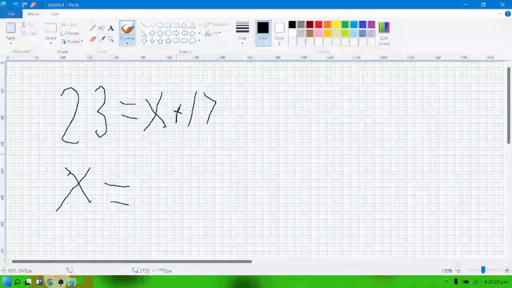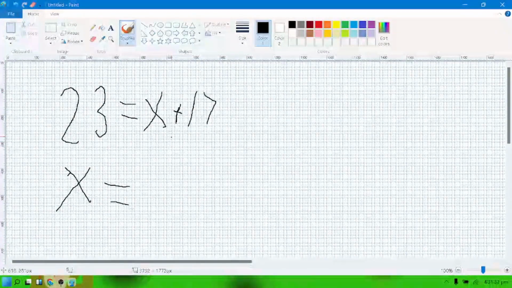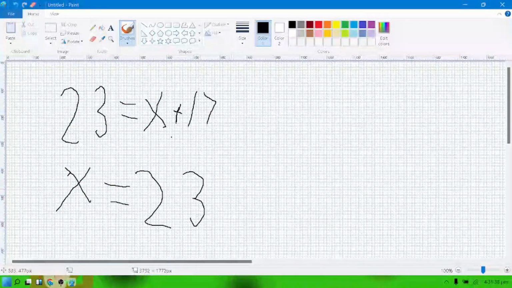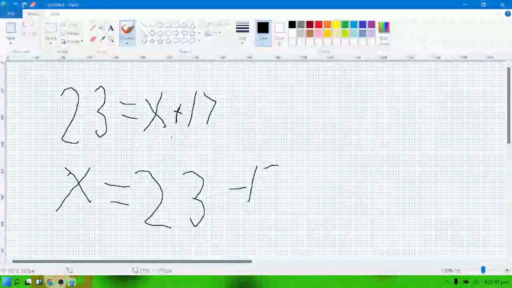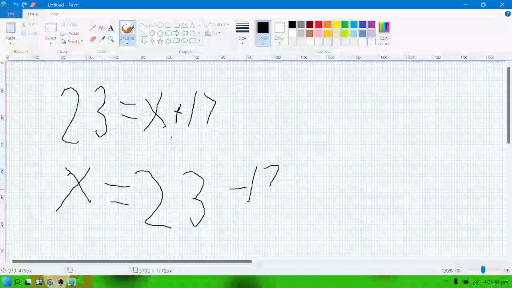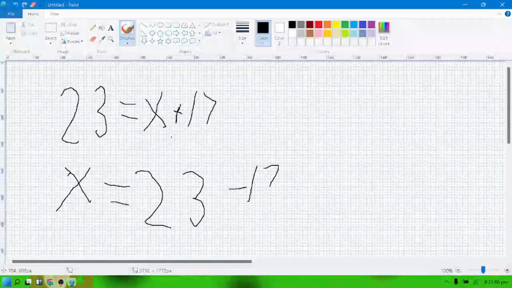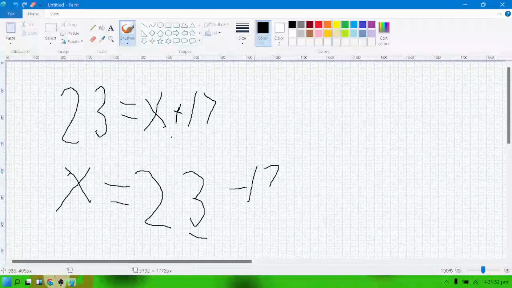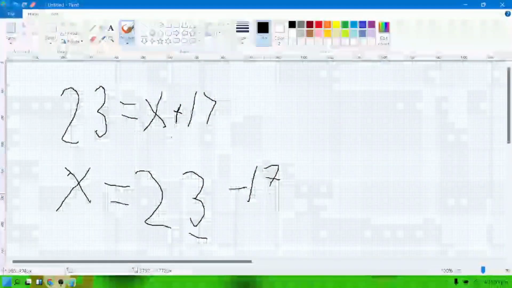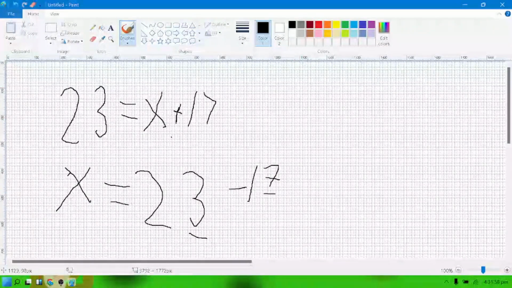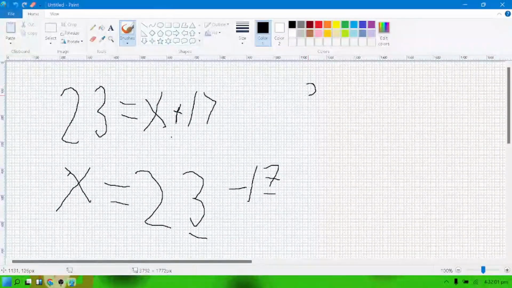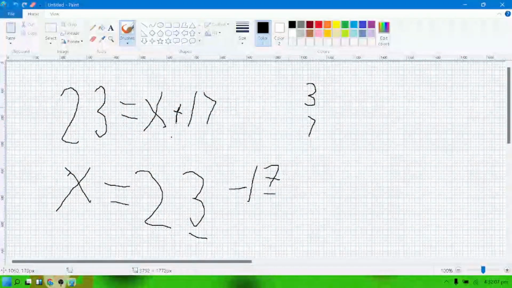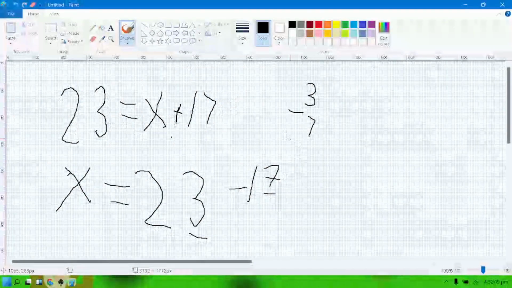equals, now it's on one side of the equal sign, 23 minus 17. So now that x is on one side, let's actually solve this. This is a different way than most people would learn it, but underline the 3 and the 7. Write the 3 there. The 23 is a bigger number, and the 7 down here. Then write the minus sign. And I'm thinking 3 minus 7.